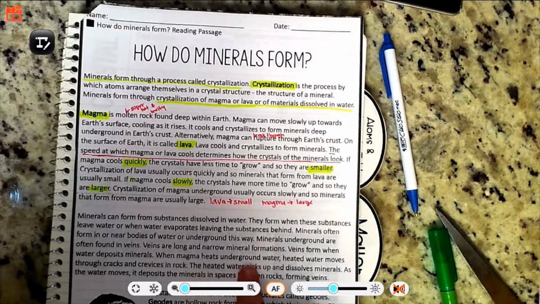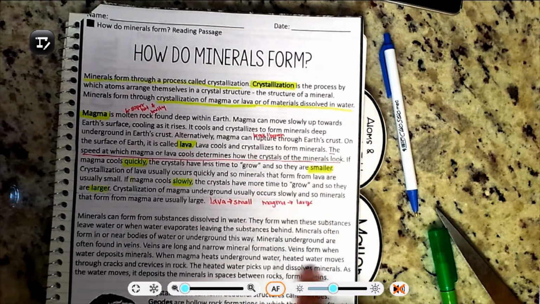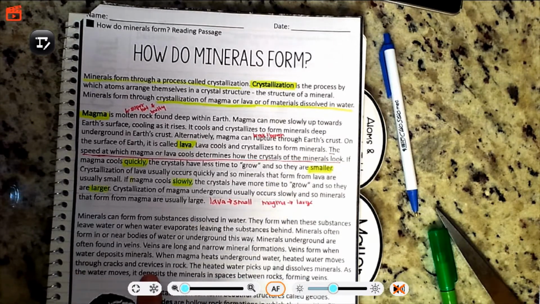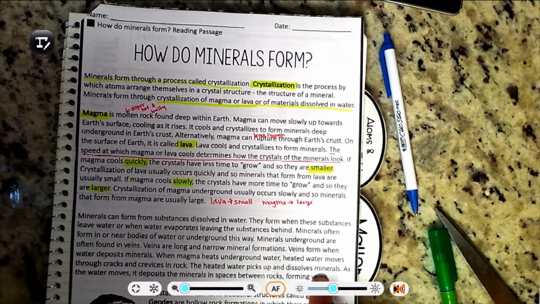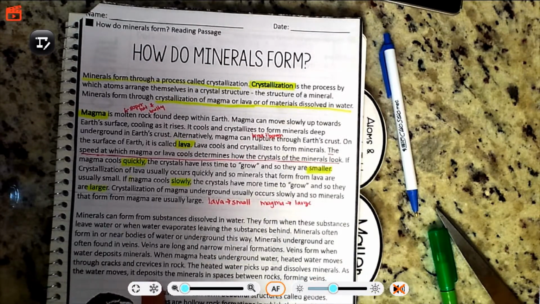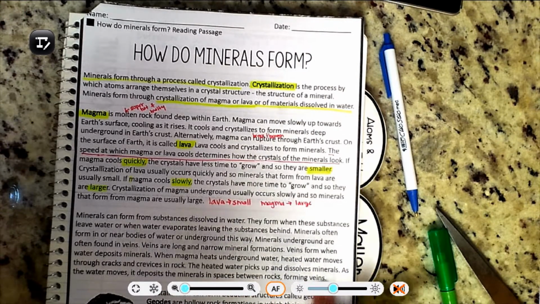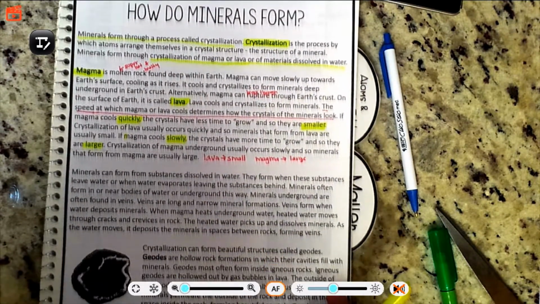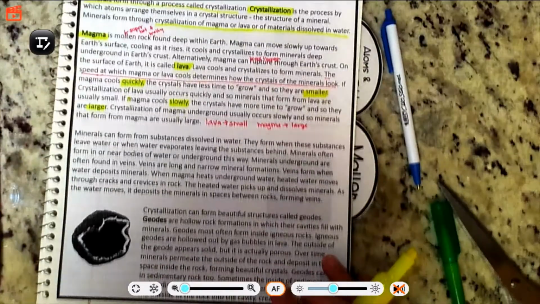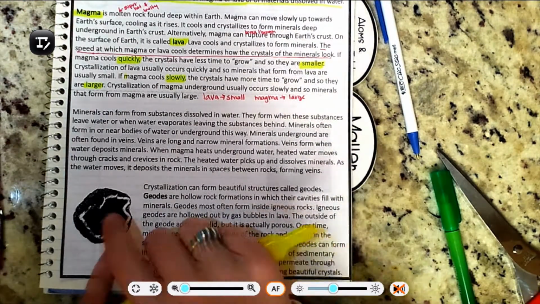When magma heats underground water, magma can do that, it's pretty cool. Heated water moves through the cracks and crevices in a rock. The heated water picks up and dissolves minerals. As the water moves, it deposits, that means sets down, the minerals in spaces between rocks, forming veins. So crystallization is a fun one.